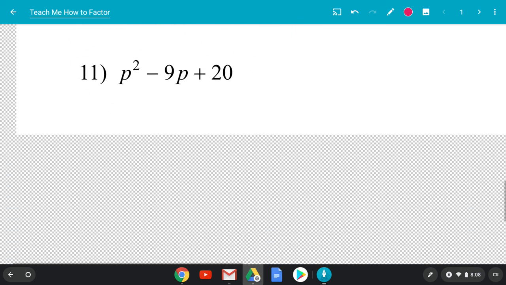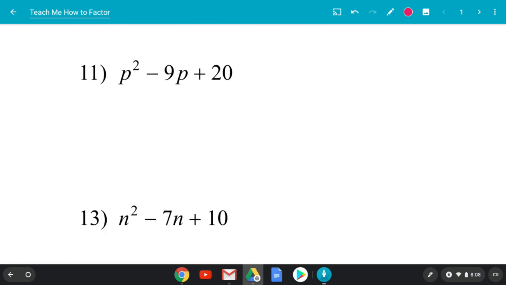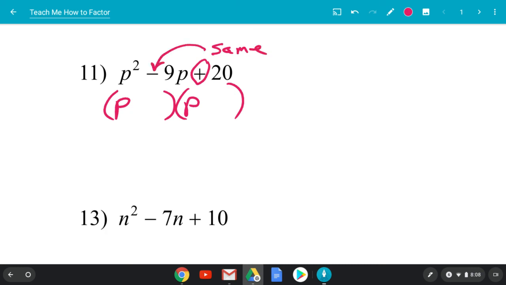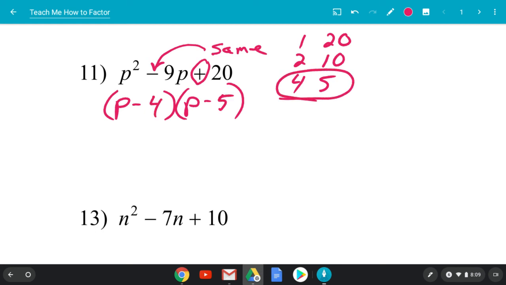Number 11, is there a GCF? No. Is there a leading coefficient? No. Split in signs. P and P. Signs are going to be the same. They're both going to be negative. List the factors of 20. 1 and 20. 2 and 10. 4 and 5. Which of those come together to get me a 9? 4 and 5. How many people got that one right? A lot of you rocking this, huh? That's good.